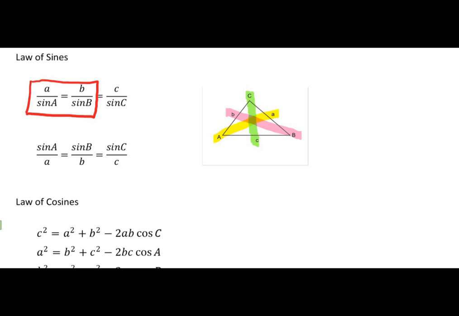For example, in my triangle, you can see my 3 angle-side pairs highlighted in different colors. Angle A and side a is an angle-side pair. It's the angle and the side opposite that angle. So you need to know an angle-side pair in order to use the law of sines. If you do not have an angle-side pair, you're going to use the law of cosines.